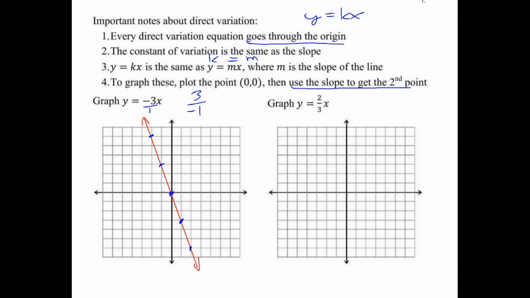So let's take a look at the second one. Y equals 2/3 x. What do? Plot a dot at the origin, because it's a direct variation equation. We know we're going to go through the origin. Now what?